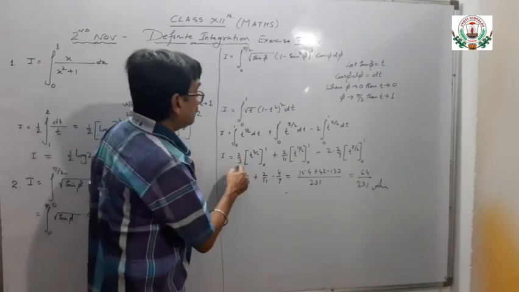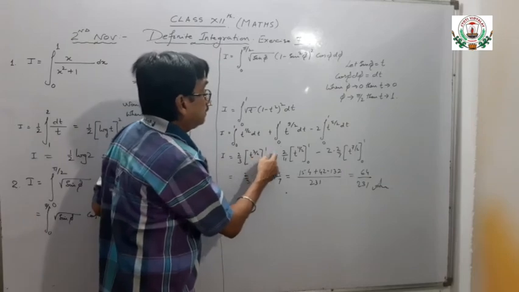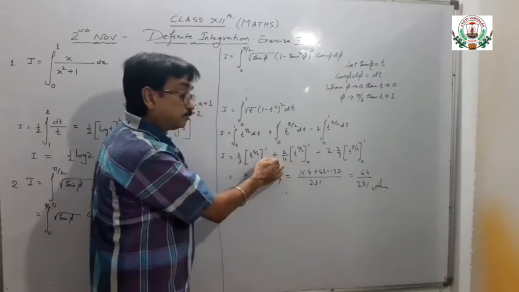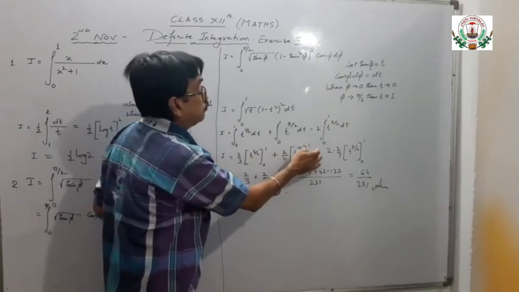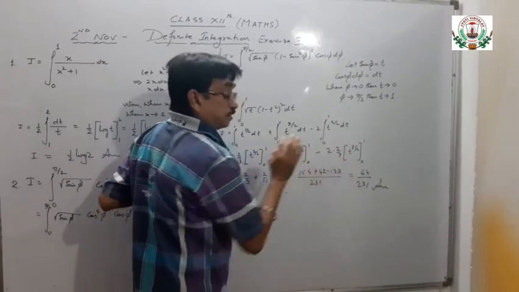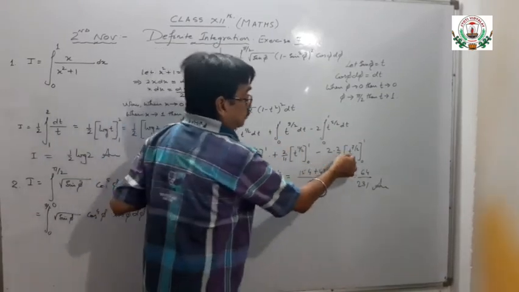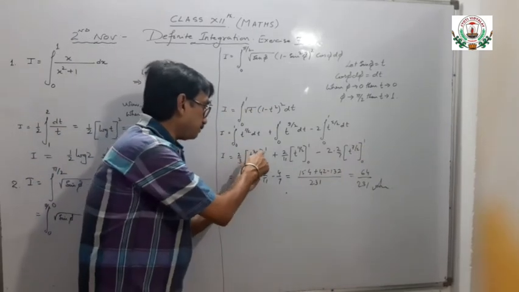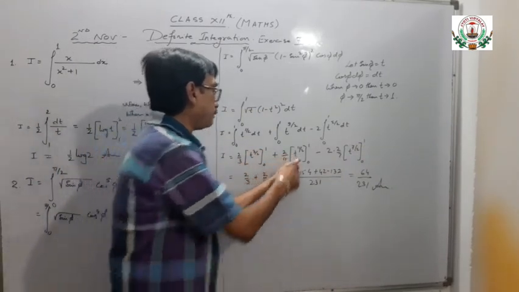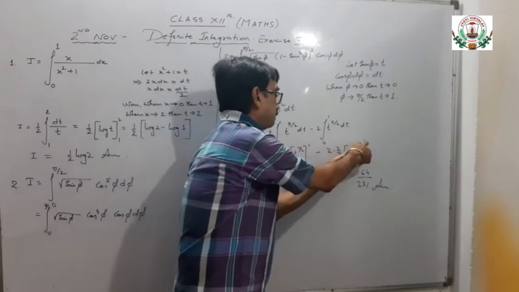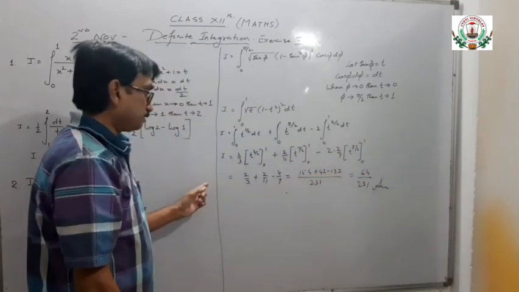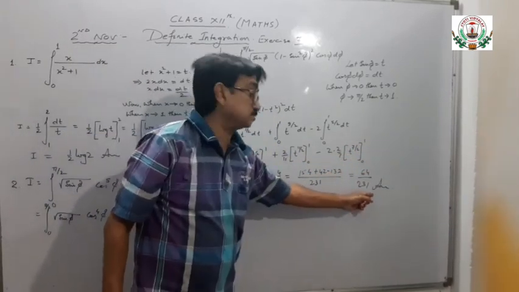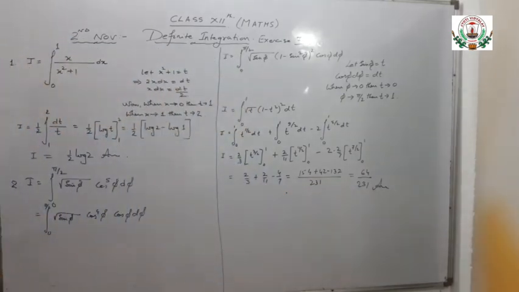So 2 by 3 t to the power 3 by 2, 0 to 1. So 2 by 11 I have taken out of the limit, t to the power 11 by 2, 0 to 1. Here 2 by 7 I have taken out of the limit, t to the power 7 by 2, 0 to 1, and after that upper limit minus lower limit, upper limit minus lower limit, upper limit minus lower limit, we get the simplification, and the final answer will be 64 upon 231.